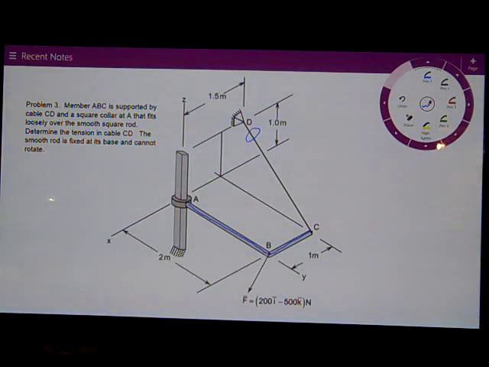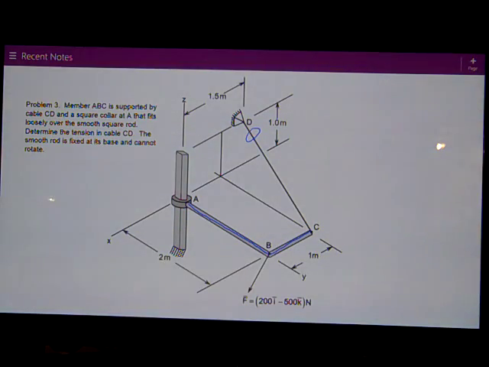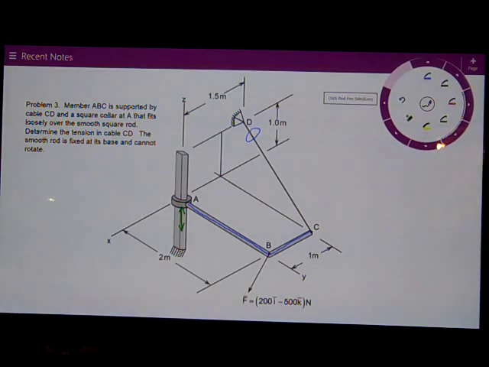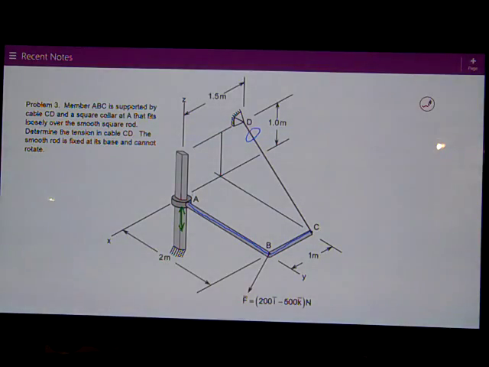So, if you look at that collar, because it's a smooth rod, it does allow movement up and down. But it doesn't allow movement in the X direction, or in the Y direction. So it does provide forces in those directions, in the X and the Y.